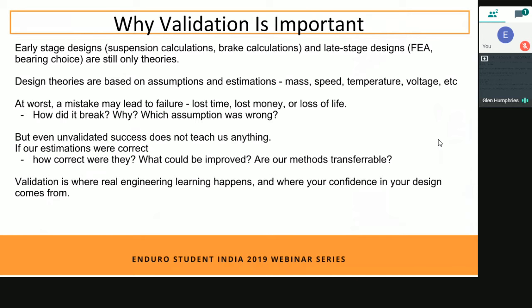And then our late stage designs, where we've narrowed the design down a bit and we're just trying to figure out components, for example, arms, uprights, the bearings that connect them, all those sorts of things. We try and specify those later in the design, but all of this stuff is still just theoretical. We've got a great design on computer. Our team of lots of people have spent a lot of time getting to this point, but it's all pretty theoretical. And all these theories are based on assumptions and estimations.